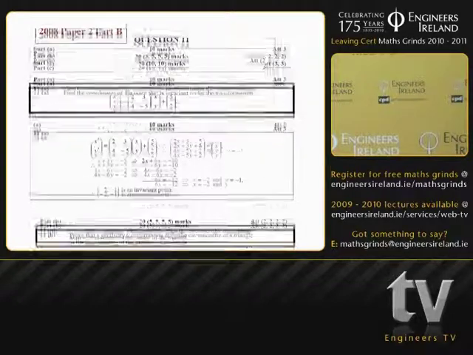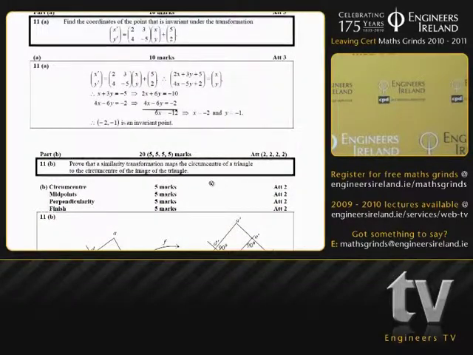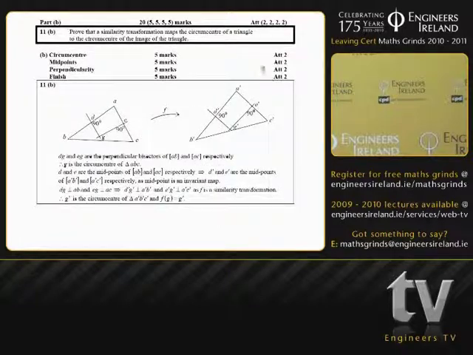The 2000 A part B. Prove that a similarity transformation maps the circumcenter of a triangle to the circumcenter of the image of a triangle. Here we go. That's the second one of the three, the circumcenter. You need to know what a circumcenter is. How does it differ from an orthocenter, etc.